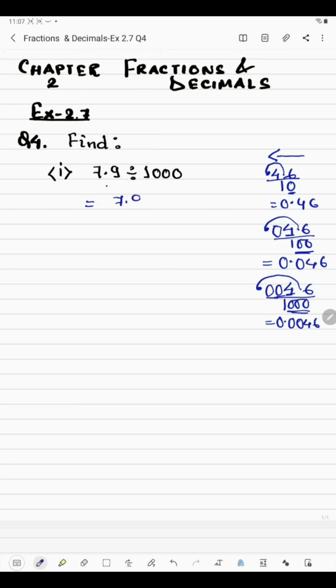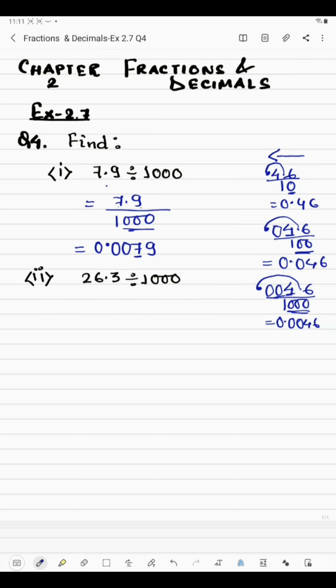Similarly, here the decimal number will be divided by 1000. That means 7.9 will be divided by 1000. And as there are 3 zeros in 1000, the point will be shifted 3 places. The point is in between 7 and 9, right? So the point will be shifted 3 digits. So here is 1, 2, 3. So the point will be here. So the answer of the first part will be 0.0079.